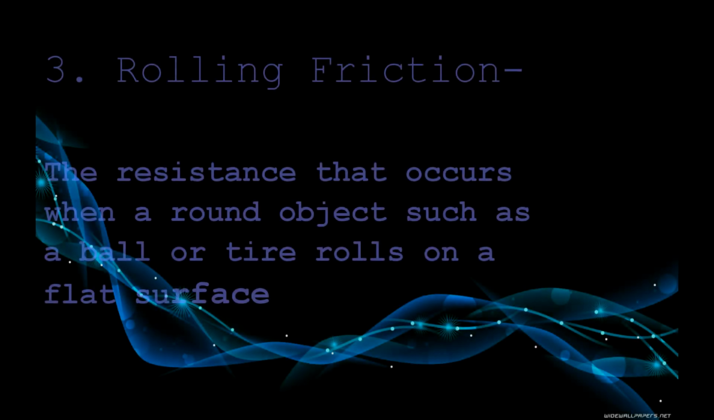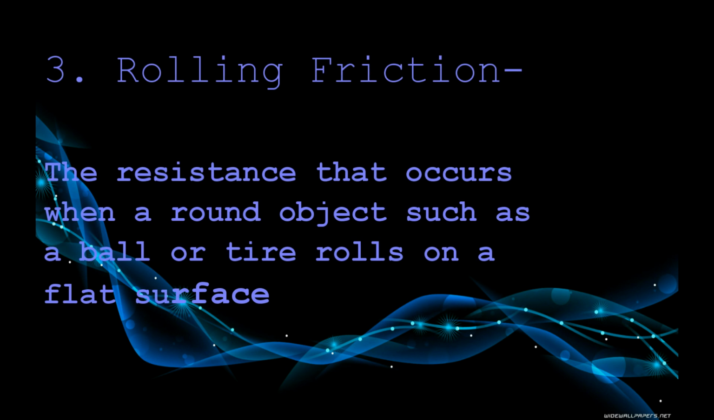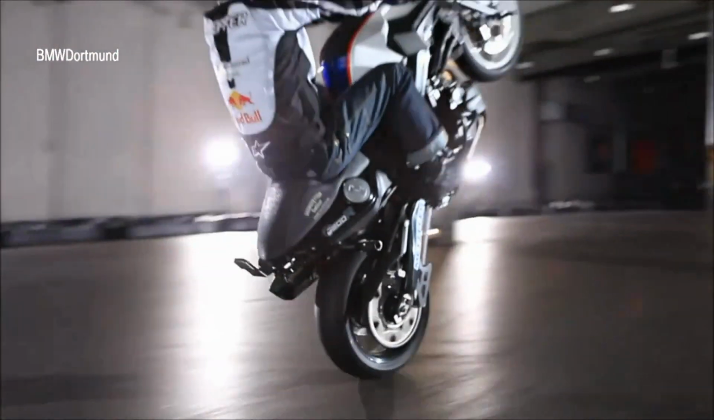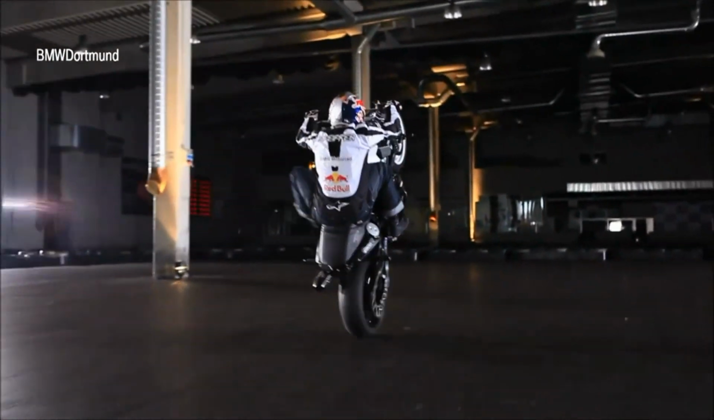to a stop. And our last one is rolling friction, and that's the idea where a ball or a tire rub against a surface, causing it to stick because of friction. And here's an example of a guy doing a wheelie, and he's not falling off his bike.